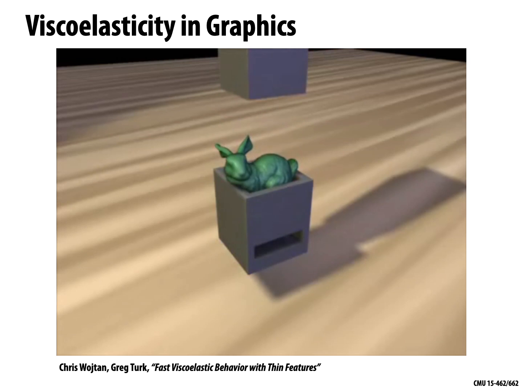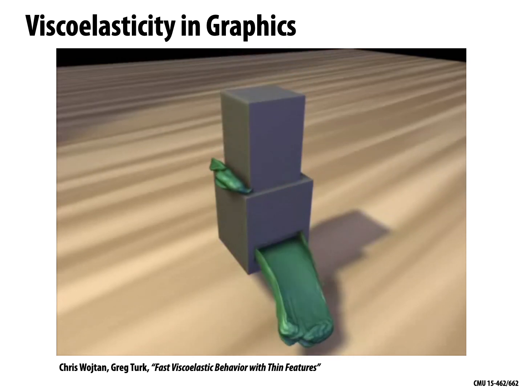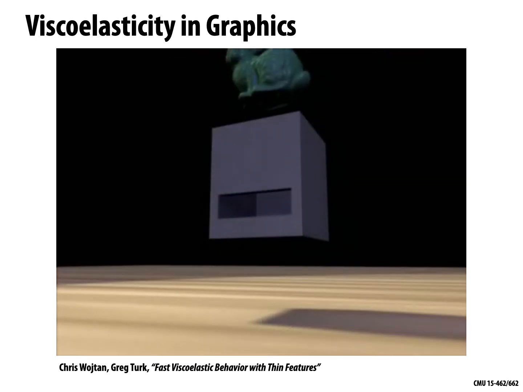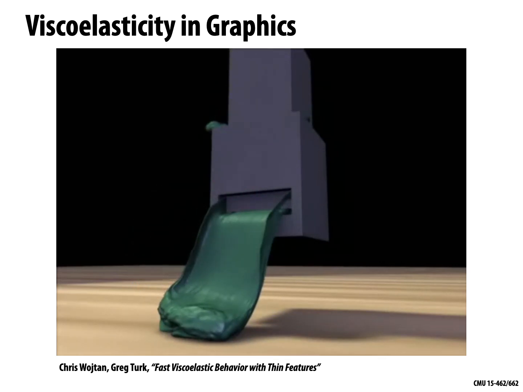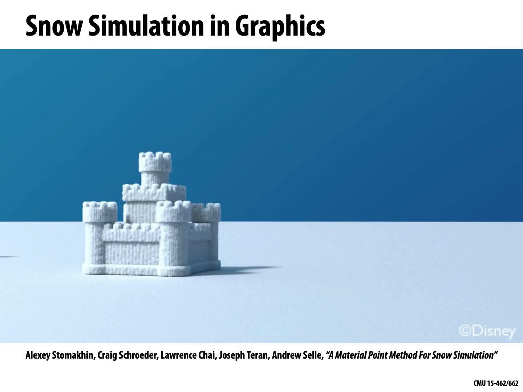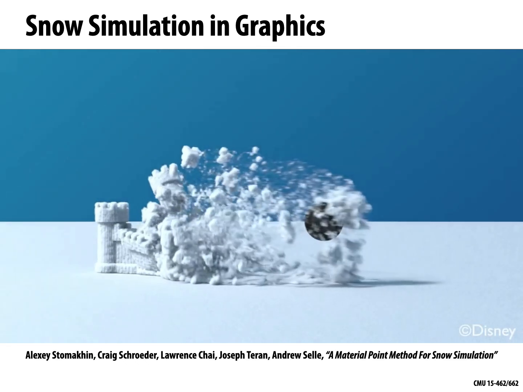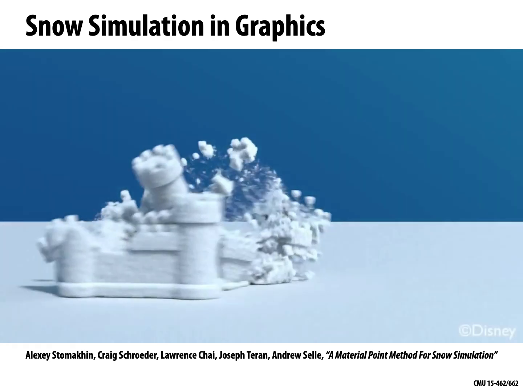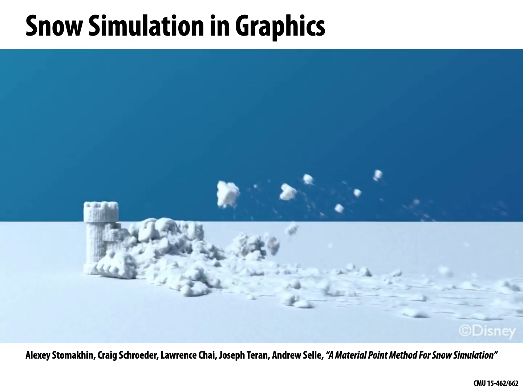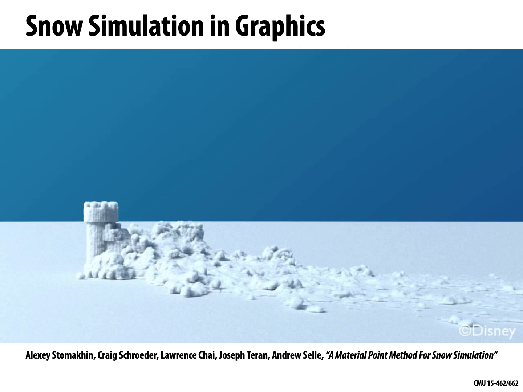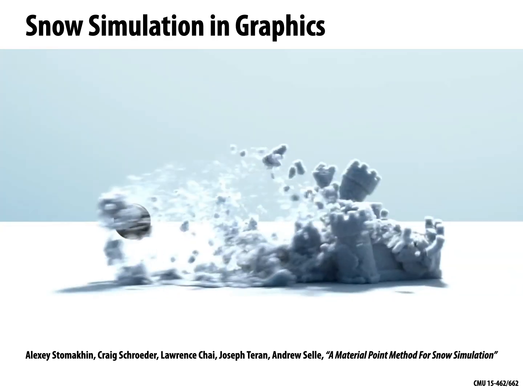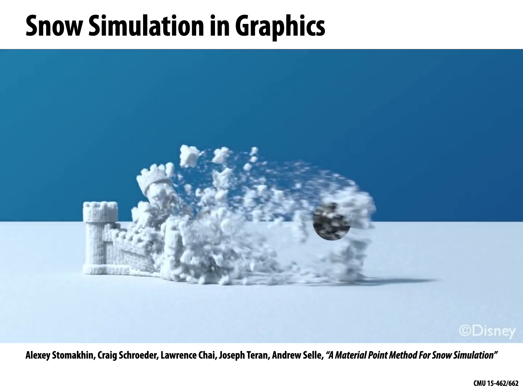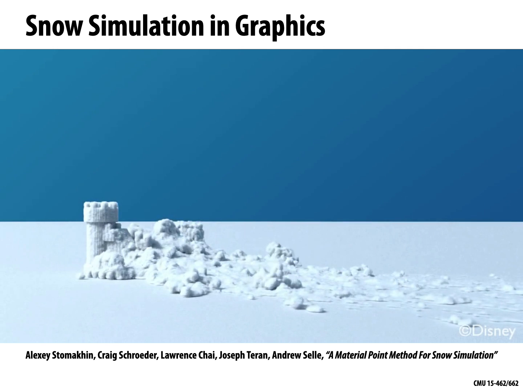Or you could simulate viscoelastic materials, things where if you bend them far enough, if you push them hard enough, they actually permanently change shape. So pushing this poor bunny through the box. Recently, there's been a lot of interest in what are called material point methods. This was one of the early examples used in film for doing snow simulation by Disney for Frozen. So using particles and grids mixed together in an interesting way to get some very rich effects.